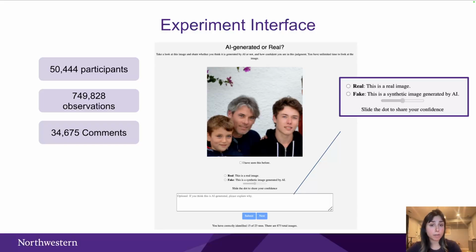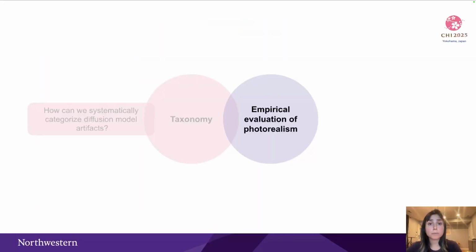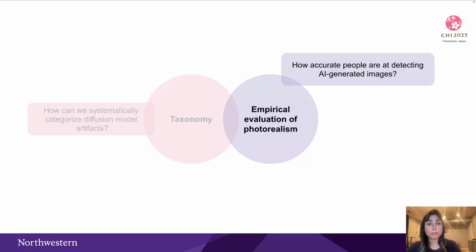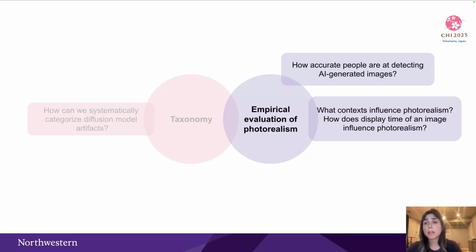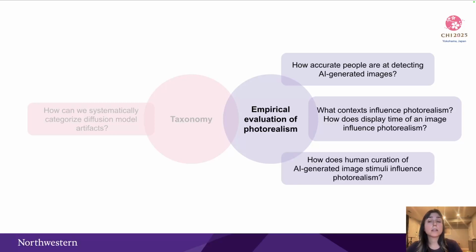It's called Detect Face. We gathered data from 50,000 participants and 750,000 observations. And we had more than 30,000 comments from people. So we have a lot of observations. Now let's see how photorealistic these images are. Start by looking at the distribution of accuracy across images, and then accuracy by context, and display duration of an image. And then we are going to look at the human curation influence on photorealism.